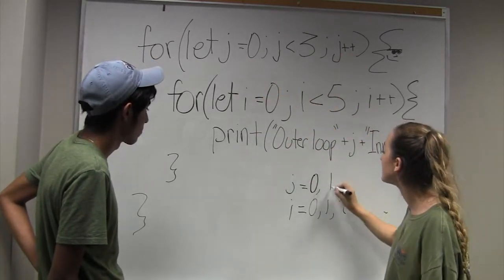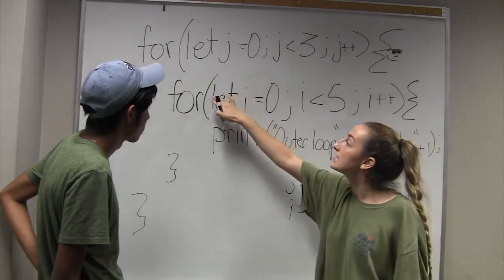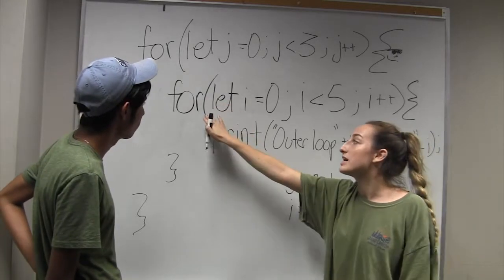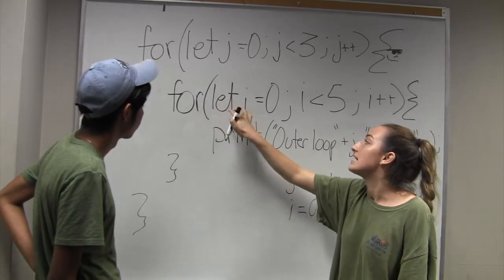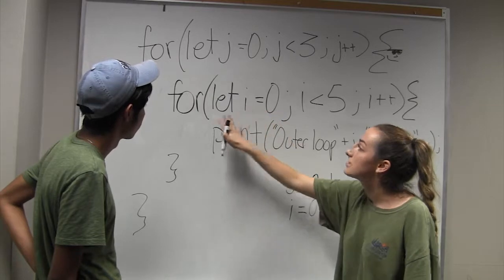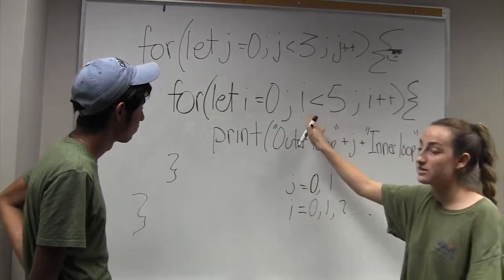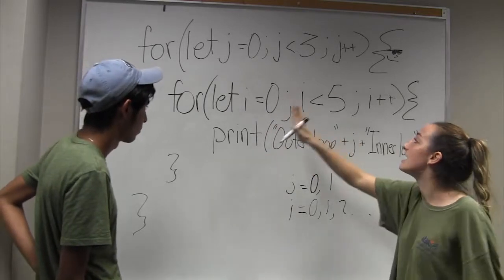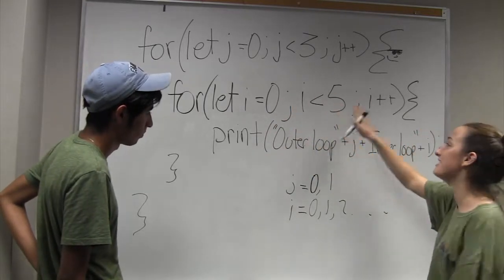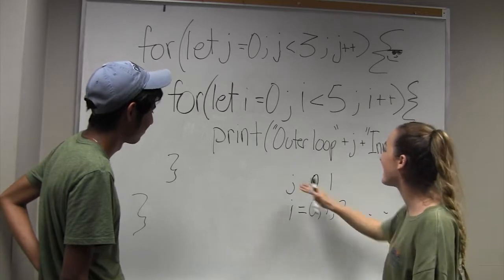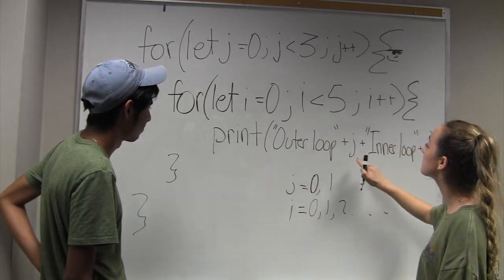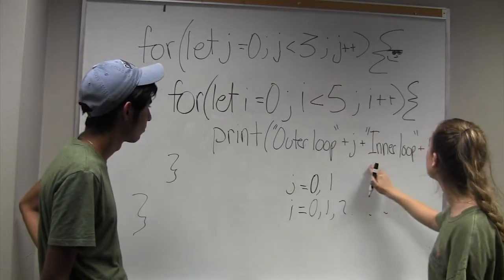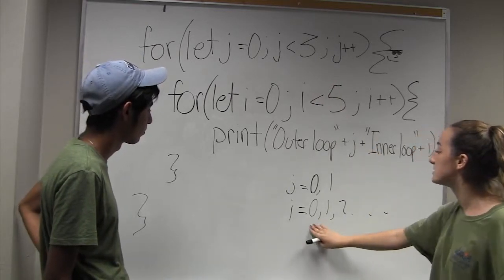So now j is 1, and we're going to go back in because j is still less than 3, and now we're going to get to our inner for loop, and it's going to say again let i is equal to 0. So now i is going to restart at 0, and this whole process is going to go through until i is not less than 5 again. So it's going to print outer loop plus 1 because now we went through it one time, and the inner loop is going to go again from 0 to 4.